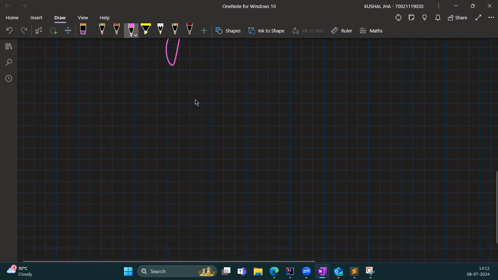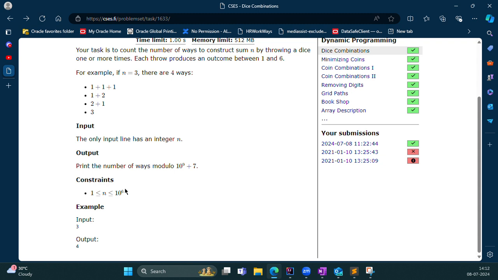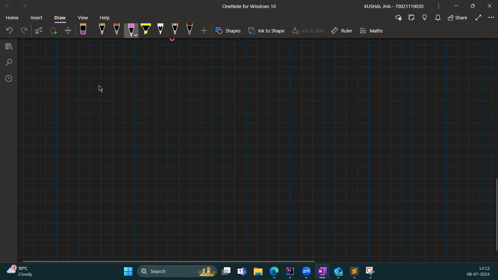You can do a recursive solution, but that will give time limit exceeded and memory limit exceeded depending on your implementation, because the value of n goes up to 10 to the power of 6. So how do we solve this problem? While solving any DP problem, you have to assume that you are either at the last index or at the first index. This generally helps in solving DP problems.